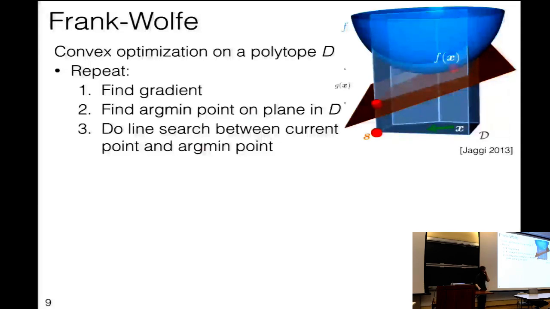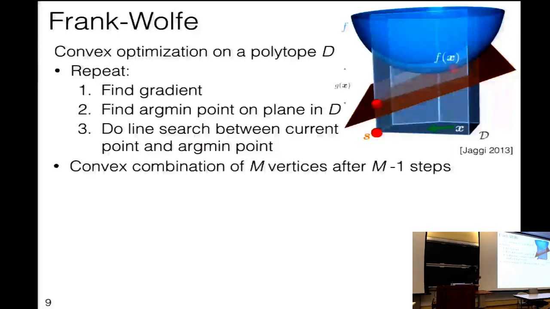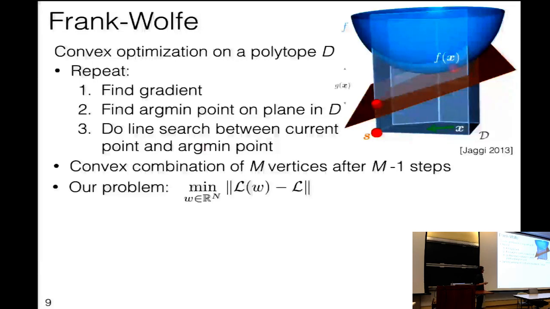And so you'll notice that we start at a vertex. Then we do a convex combination with another vertex. Then we do a convex combination with another vertex. And we keep doing this. And so that means that our answer, after we've run this algorithm for m-1 steps, will be a convex combination of m vertices. And so that's the sparsity of Frank-Wolfe: we can express our answer just in terms of m vertices after m-1 steps. Okay, so that seems pretty nice.